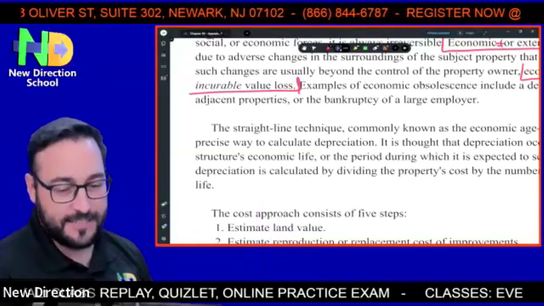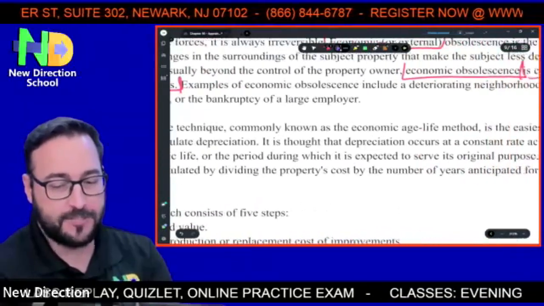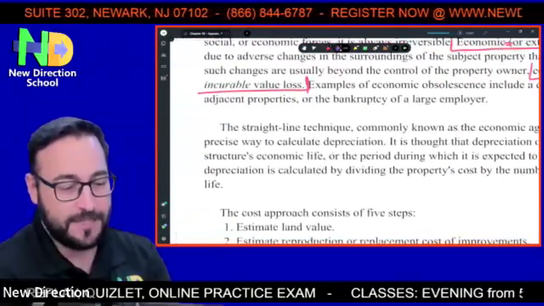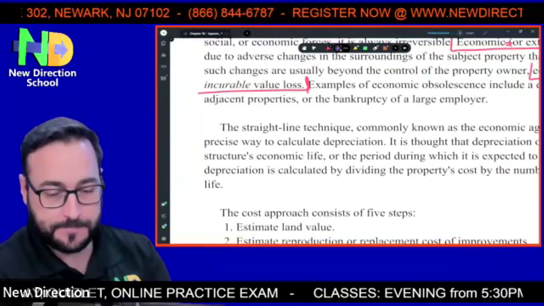The straight line technique, commonly known as economic age life method, is the easiest but least precise way to calculate depreciation.